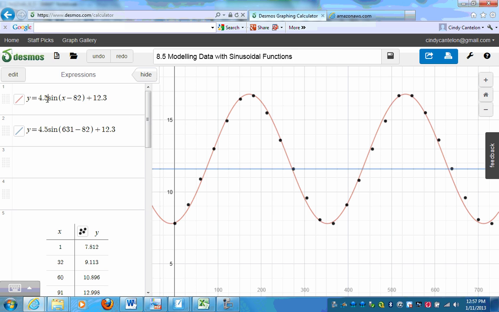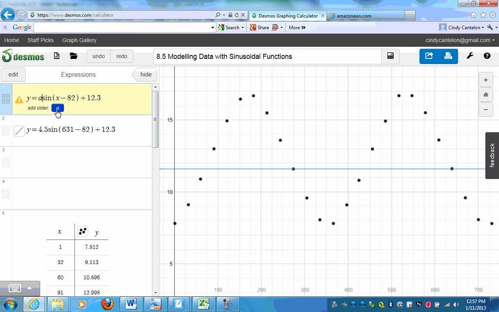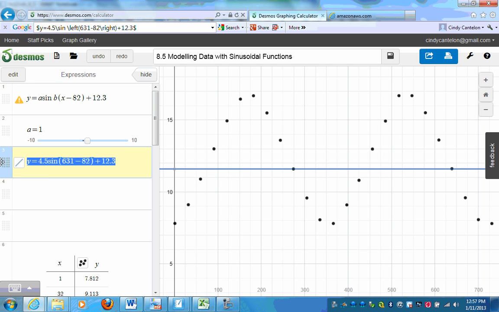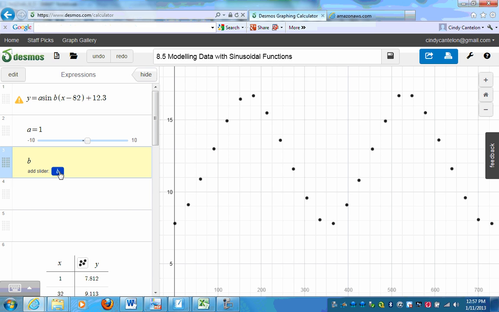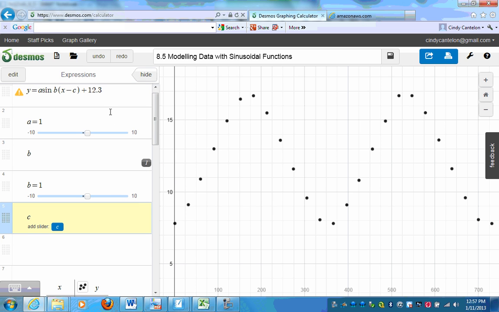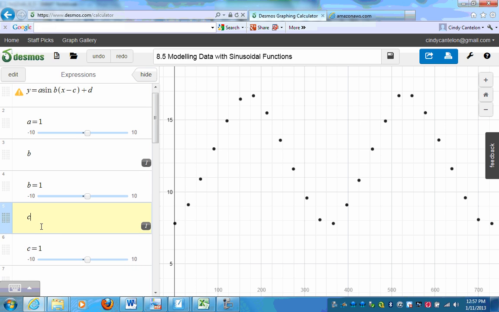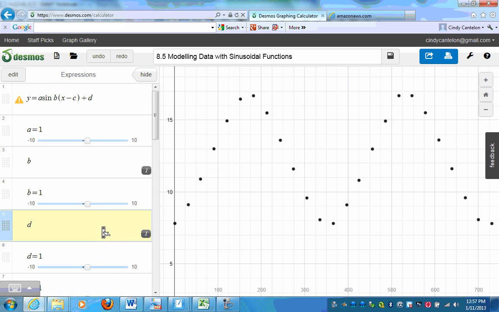Another option that you can do, this is kind of cheating, is we can put a slider for A, a slider for B, add a slider for C, and add a slider for D. So you can actually play around with the values of A, B, and C and see how that affects the graph.